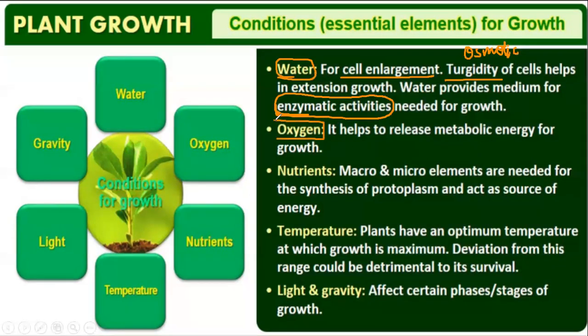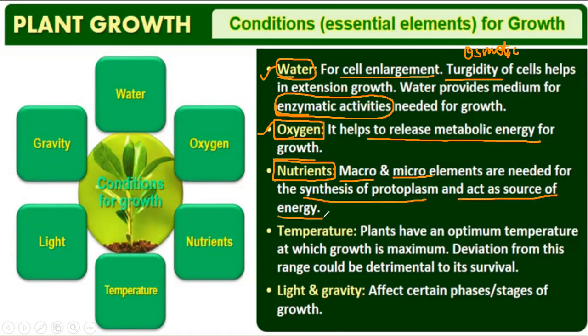Second one is oxygen. Oxygen helps in the process of growth by releasing metabolic energy. Third one is nutrients. So nutrients, we have studied in the chapter mineral nutrition, that there are macro and micro elements needed for the synthesis of protoplasm, and they act as a source of energy.